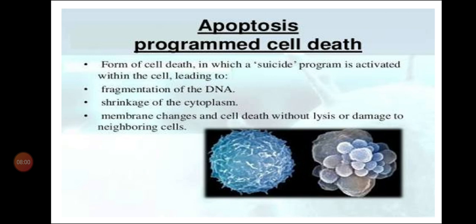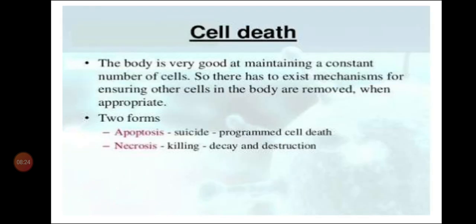Apoptosis means programmed cell death. It is a form of cell death in which a suicide program is activated within the cell, leading to fragmentation of DNA, shrinkage of the cytoplasm, membrane changes and cell death without lysis or damage to neighboring cells. Okay, and the next part was necrosis, which means what? Decay or destruction of the unwanted cells.